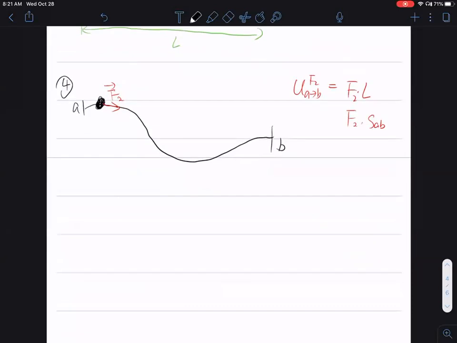For case number 4, the work done is F2 times SAB, because that force is constantly changing its direction. In that case, the work done by that force is dependent on the path. Can you think of any other forces that are dependent on path?